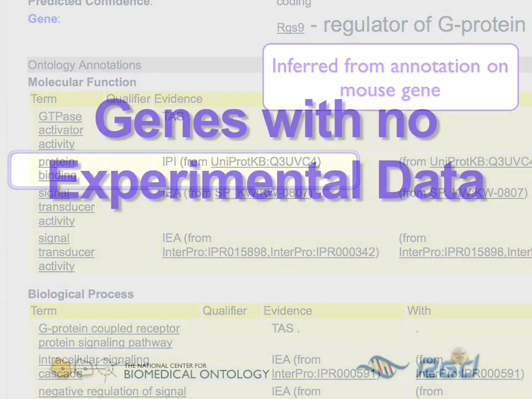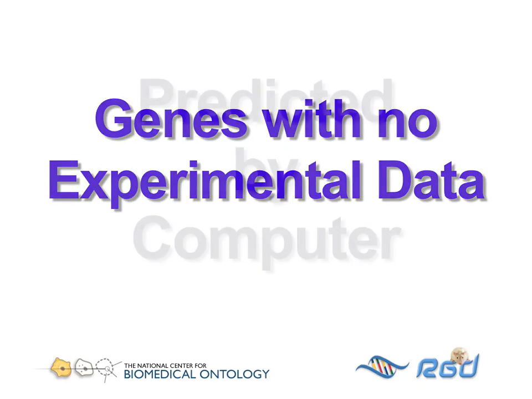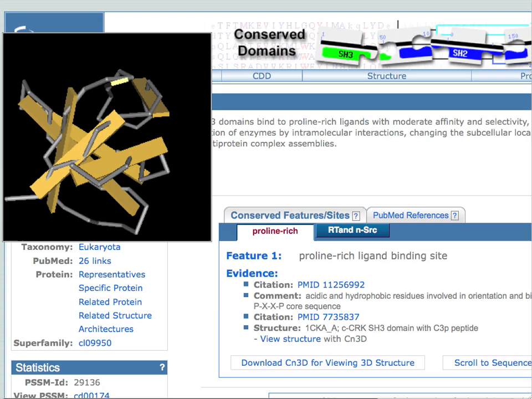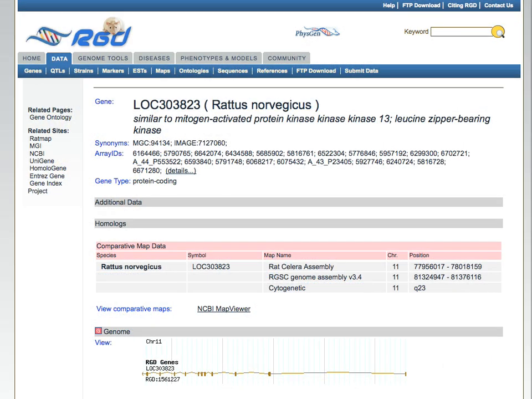But then what about genes that no one has studied? Is there any way to get information about these genes? For many genes that don't have experimental data, predictions of function, subcellular localization, and so forth can be made based on computer algorithms that look at general similarities between genes or gene products, such as the presence of conserved domains in the protein sequence. This RGD gene is one such example.